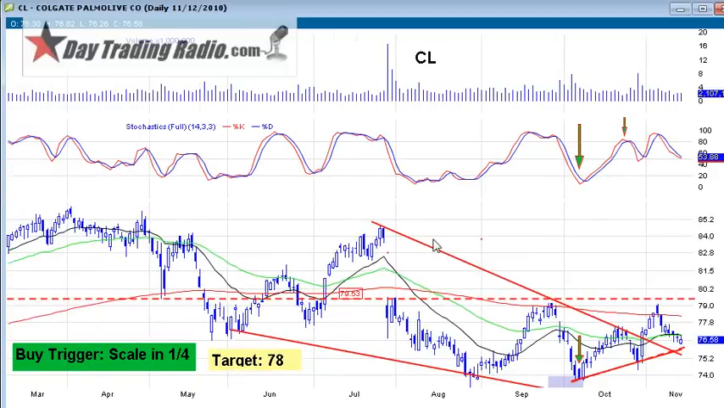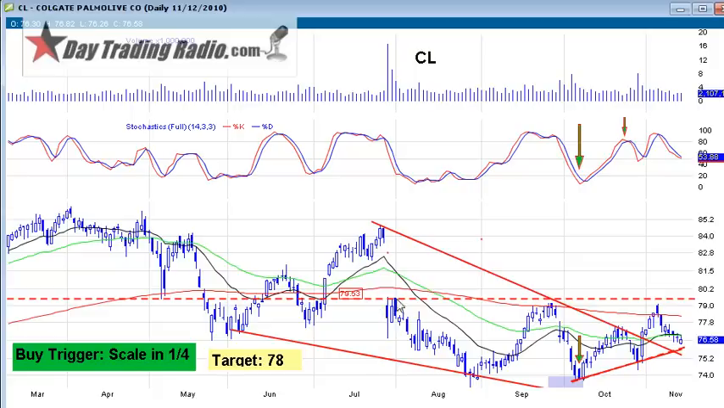Possible move down to the lower trend line here, down at that 75-20 area. But anywhere between that 75 and 76 area here, very good risk reward, probably off the trend line. Very good level. Stochastics should turn back up. That would be the confirmation when you see a cross back up on the stochastics with volume.